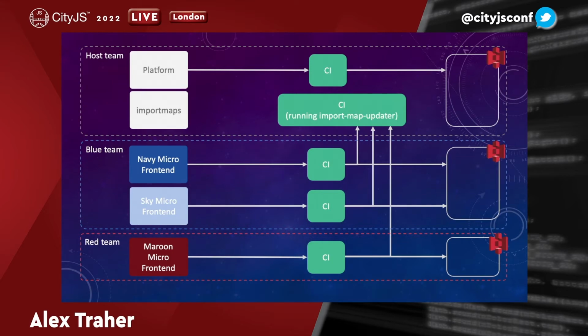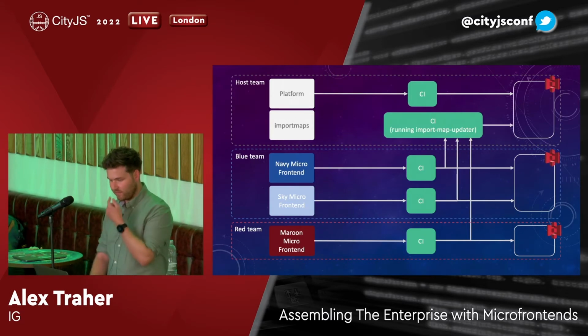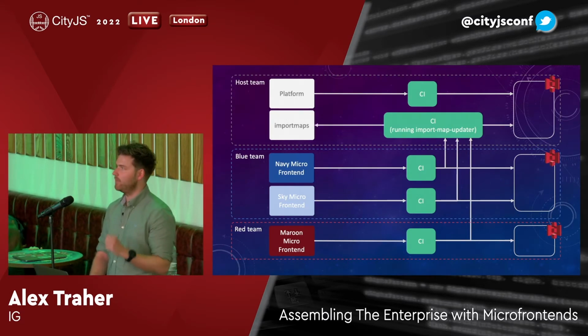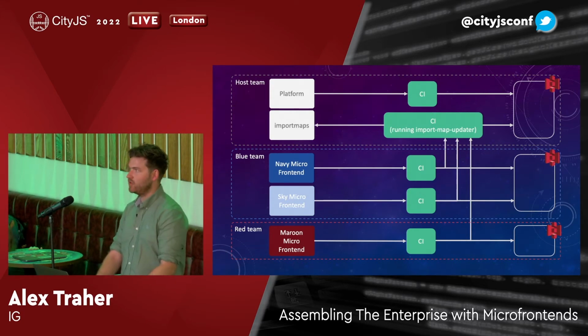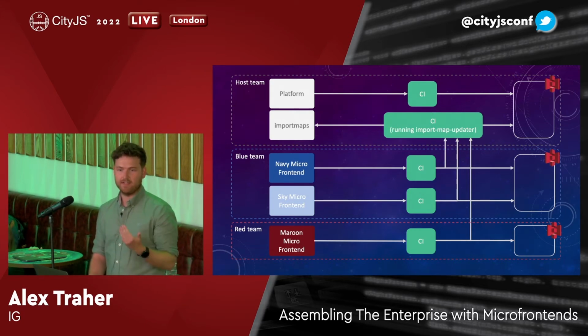And this computes what the new import map should look like. It uploads that to S3, and it also commits it back to the import map repository so that the next team that does it gets an updated thing. And this also manages kind of concurrency and makes sure that we're never trying to update the import map from multiple places at once.